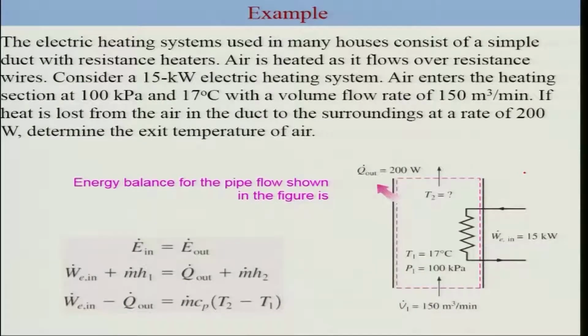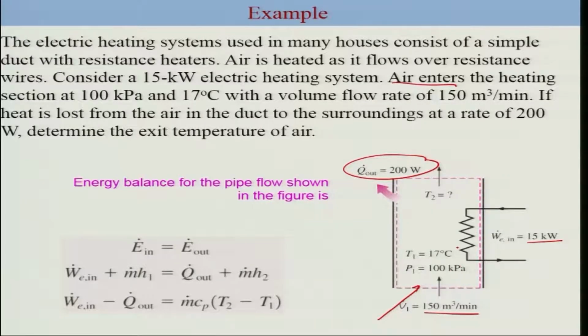This is an example of an electrical heating system which is used in many houses. You have a simple duct with a resistance heater, and electrical work of power 15 kilowatt is supplied to this flowing fluid. The air enters here at 150 meter cube per minute volume rate at 17 degrees Celsius, and there is a heat loss of 200 watt. What we need to find is the exit temperature of the air.